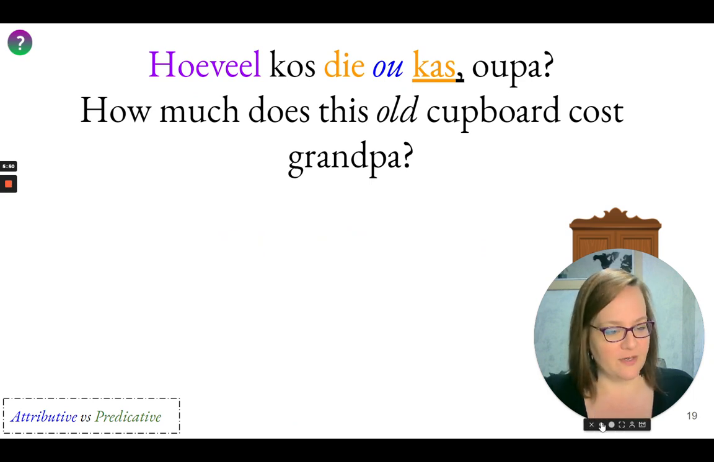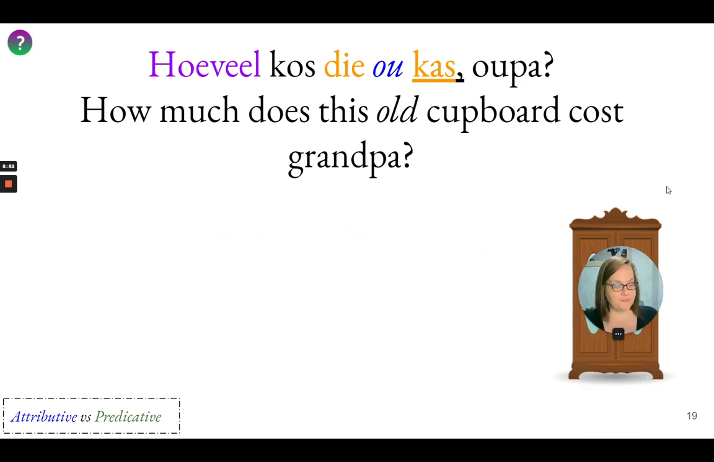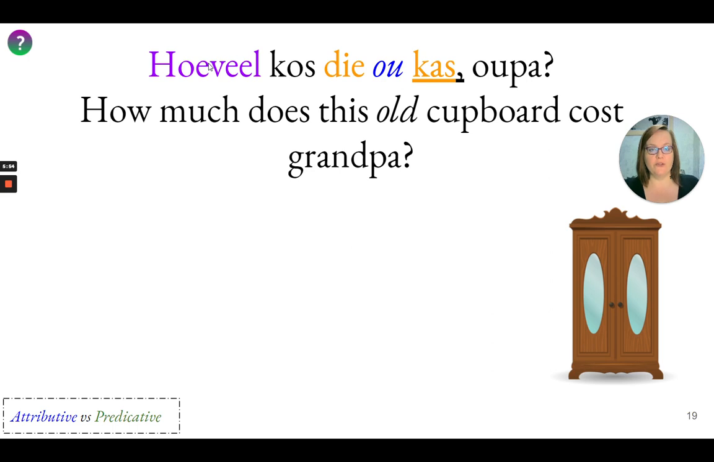Okay, let's make myself smaller. Okay, hoeveel kost die ou kas, oupa? How much does this old cupboard cost, grandpa? I have a lesson specifically on how much things cost. You can go to that. Hoeveel kost die ou kas, oupa? The O here is written before the noun. What kind of adjective is it? And what happens to those kind of adjectives?